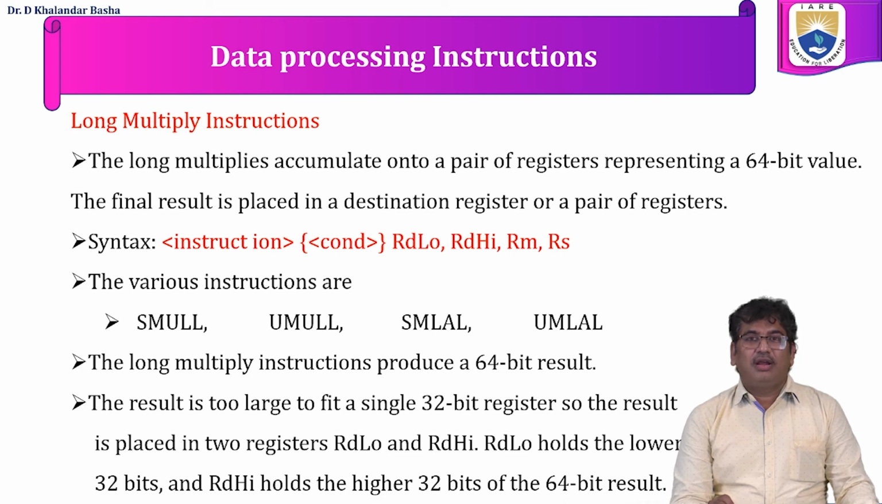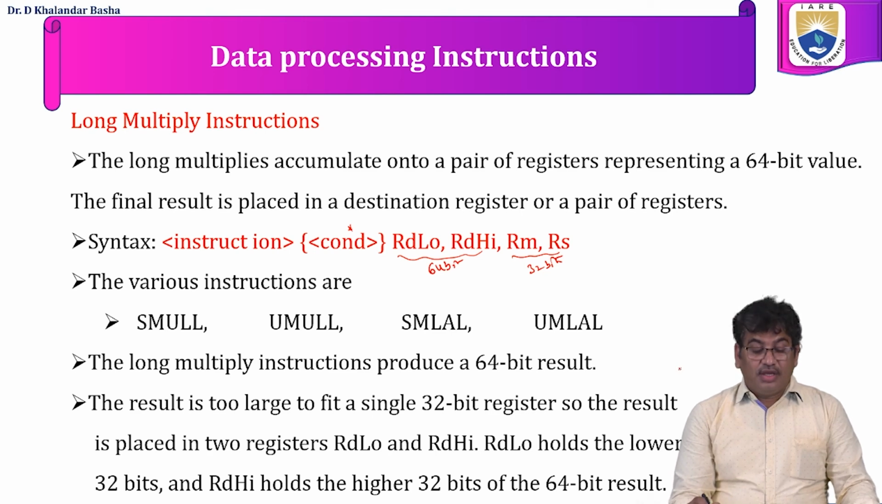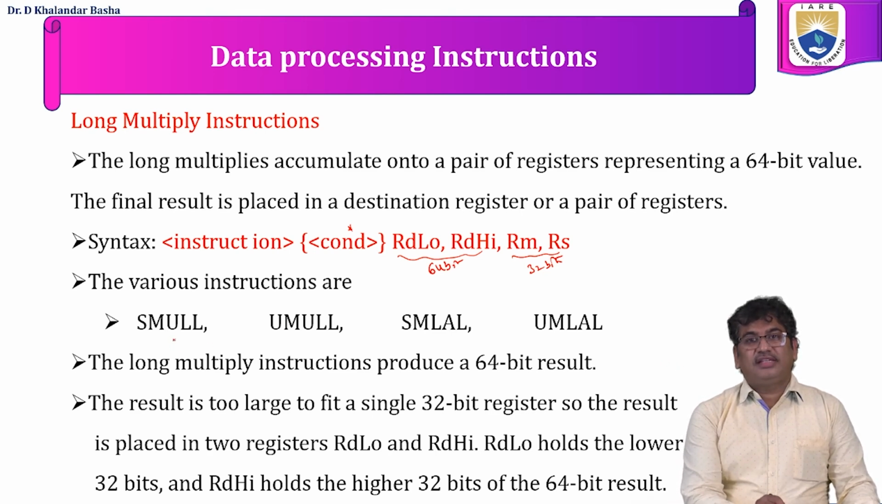The next instructions are long multiply instructions. The long multiplies accumulate onto a pair of registers representing a 64-bit value. The final result is placed in a destination register or a pair of registers. The syntax of the instruction is instruction followed by condition, which is optional, RdLo, RdHi. These are the 64-bit result, and the source data is Rm and Rs, where these two registers will have the 32 bits data. The various instructions we are having are SMULL, UMULL, SMLAL, UMLAL.